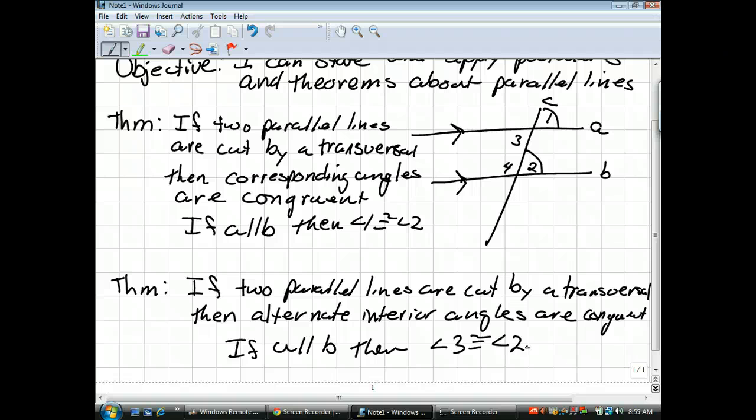And you can see that that makes sense because by the vertical angle theorem, angle 1 is congruent to angle 3. And if angle 1 is congruent to angle 2, then angle 3 must also be congruent to angle 2 by substitution. Okay?